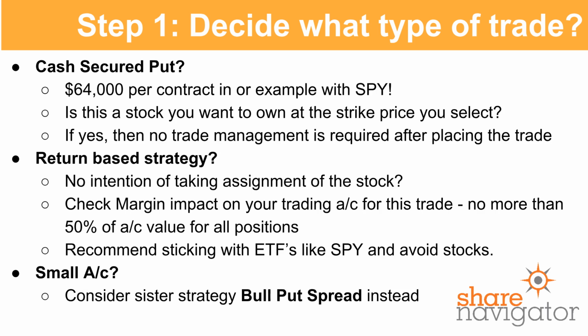And step one is to decide what type of trade this is going to be. So remember, there's two types of ways of looking at the short put strategy. You can look at it from the cash secured put point of view or the return based strategy. So the cash secured point of view would be that if you got assigned the stock at expiry, you wouldn't have an issue with it. And you have the cash there in your account to pay for the assignment of the shares. So with SPY, for example, if we've sold a $640 put option, technically we would need to have $64,000 in our account to take that assignment.